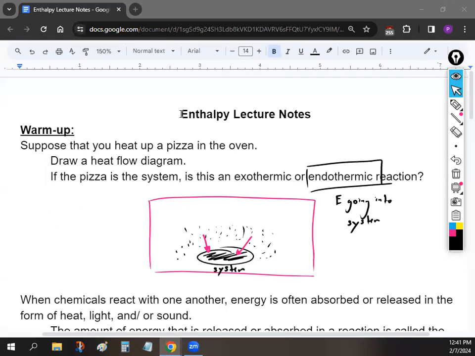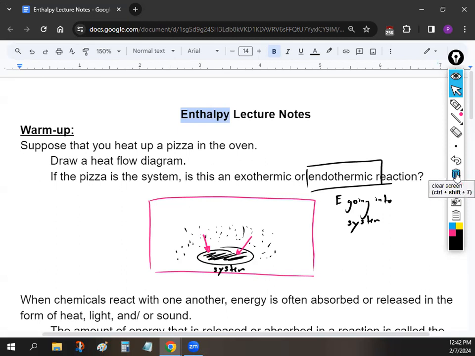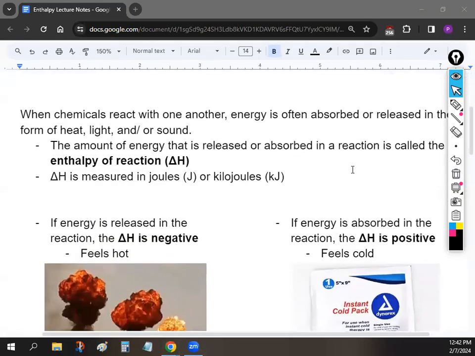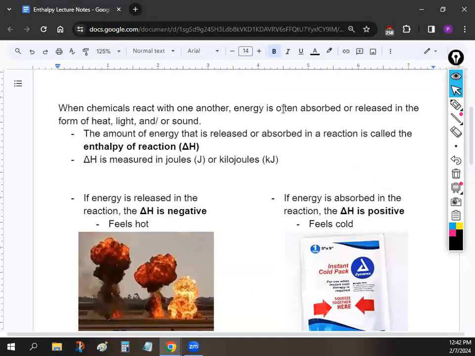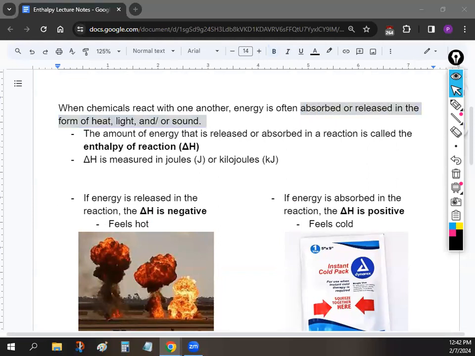All right, so today we're going to be learning about something called enthalpy. And I know we've been looking at endothermic and exothermic systems, but now we're going to talk more about chemical reactions. So I'll tell you guys what's important to write down and what's not, so you guys don't need to copy everything. Okay, but a lot of times when we have a chemical reaction, energy is absorbed or released in the form of heat, light, and or sound. So take a second to copy that down.